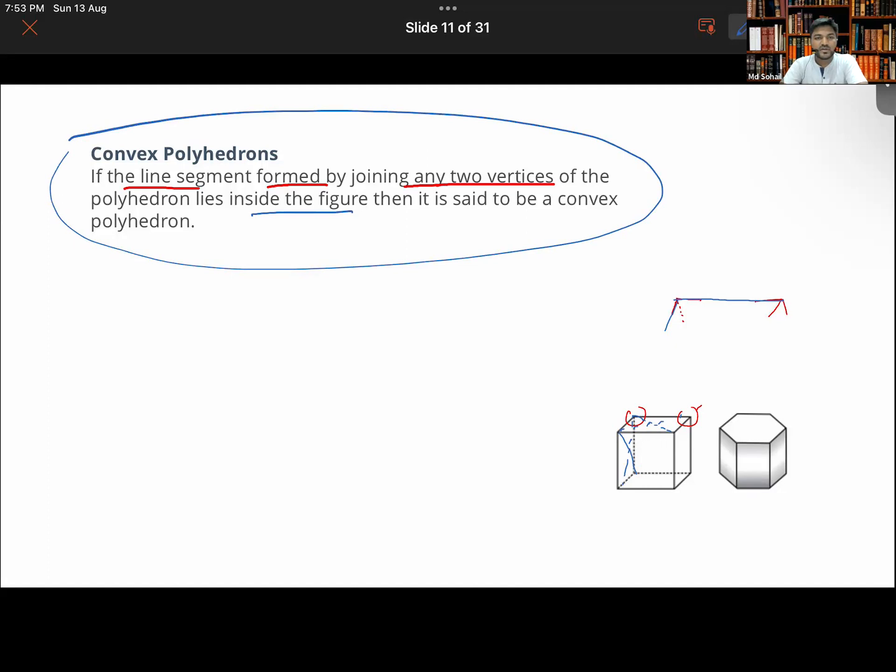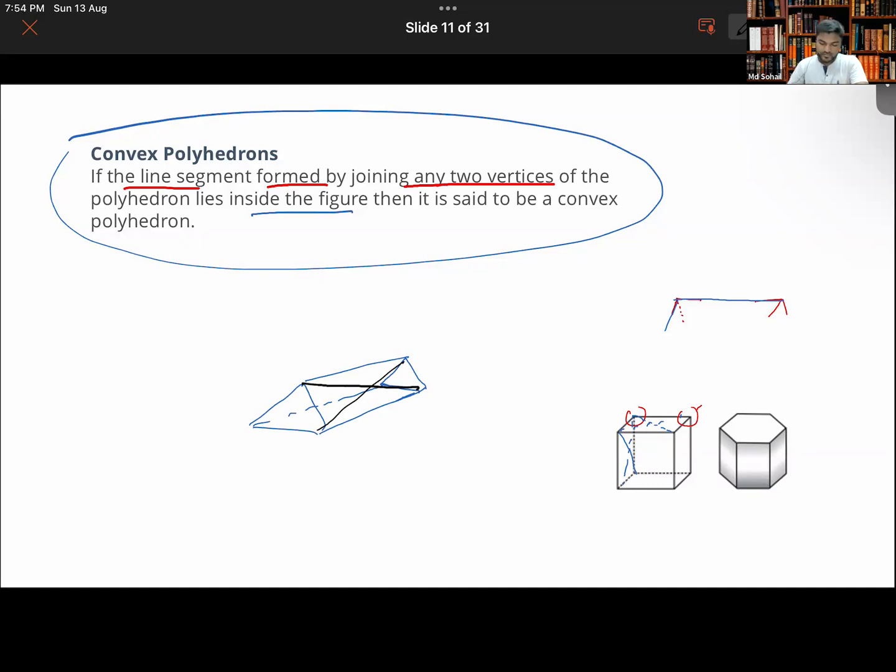For example, take a solid triangular prism as well. In this case also, if we were to join the opposite vertices, they will be lying inside the figure. Any question? No. Okay.